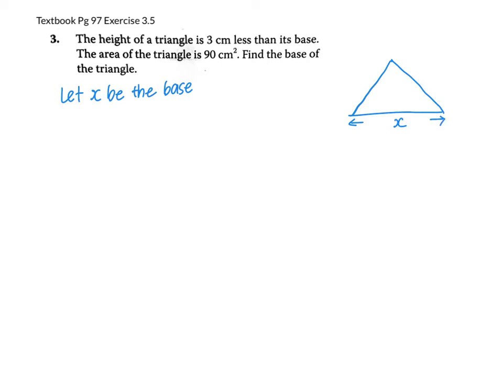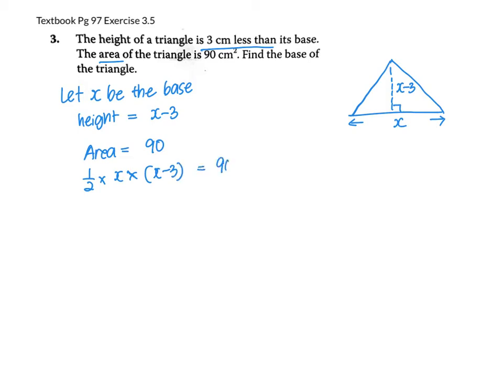The height of the triangle is 3 cm less. So the height is 3 cm less. That will be x minus 3, so x minus 3 cm. Now we know that the area of the triangle is given to be 90 cm square. How do we find the area of a triangle? Half times base times the height. So remember, put brackets for x minus 3, equals 90.